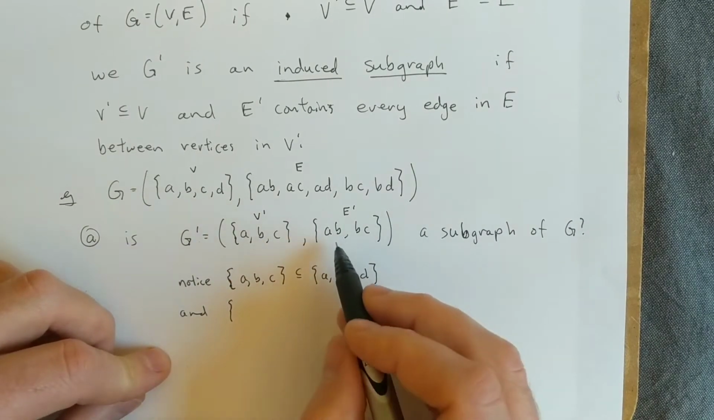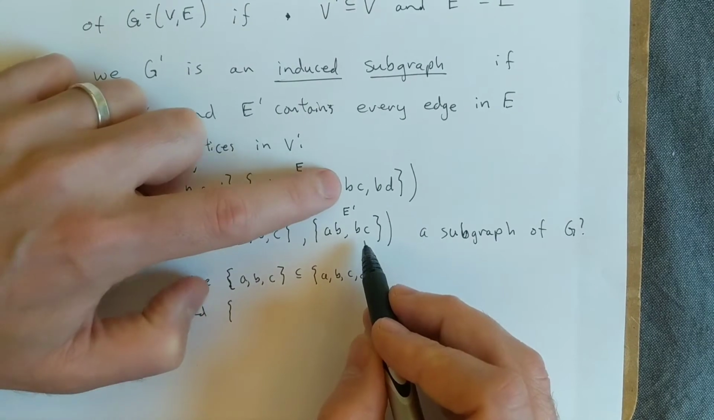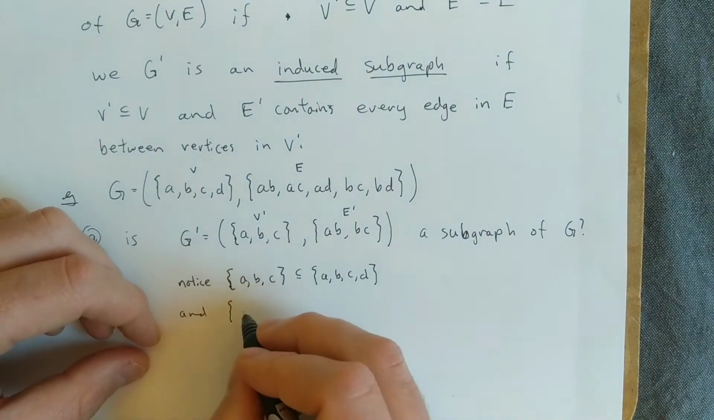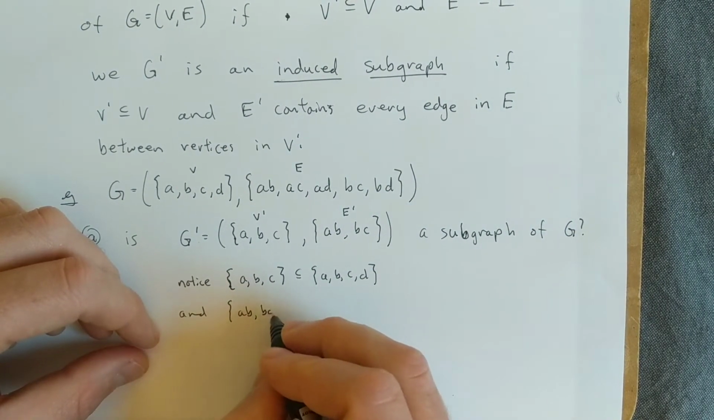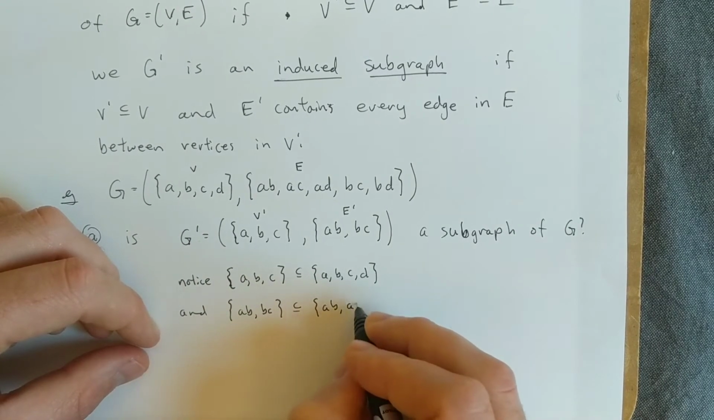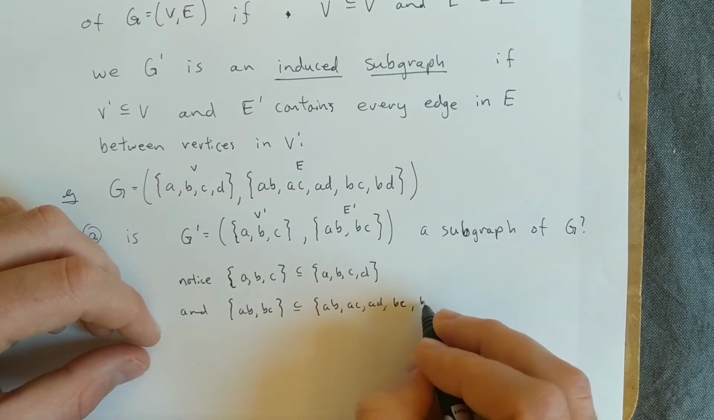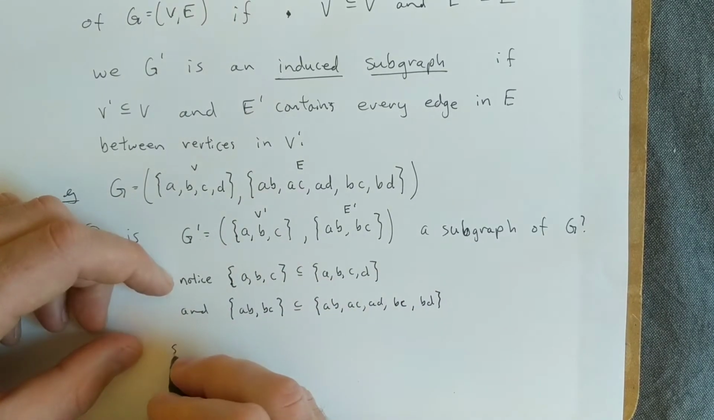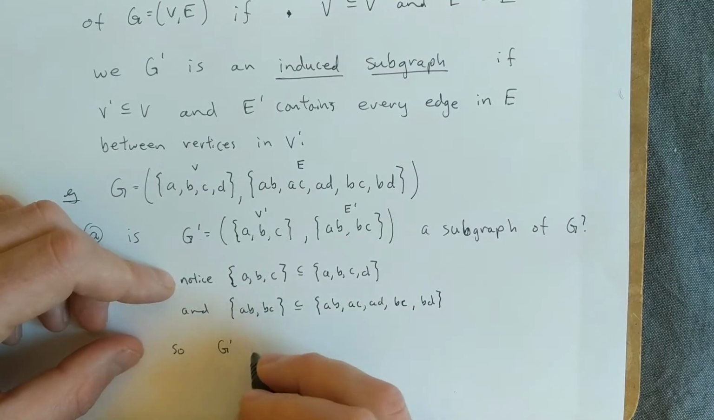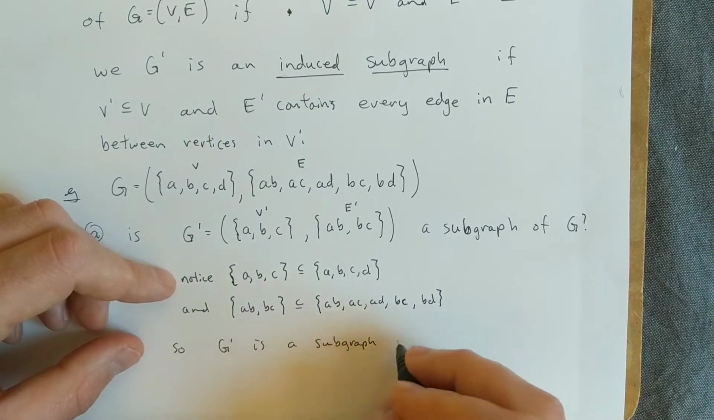And the edge set, let's make sure that's true. AB shows up in both, BC shows up in both. So the edge set of our new graph is also a subset of the edge set of our original. So G prime is a subgraph of G.